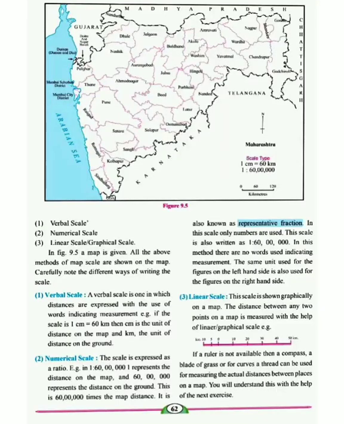Now, what is verbal scale? A verbal scale is one in which distance is expressed with the use of words indicating measurements. Example, if the scale is 1 centimeter is equal to 60 kilometer, then centimeter is the unit of distance on the map and kilometer is the unit of distance on ground. Basically, तो verbal conversation हम लोग बोलते हैं ना, जो हम लोग मुंह से करते, like verbal is when you say it. Okay, so यहाँ पे क्या बोला गया है, that verbal is when you indicate it using measurements.